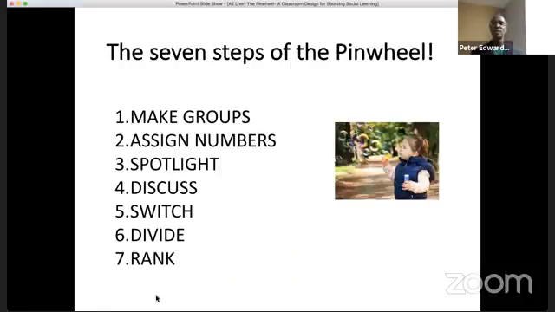Here are our 7 steps. We'll just run through the list quickly, and then we'll look at each of them individually. First, we'll learn how to make groups. Then we're going to assign numbers to the individual students in the groups. We'll talk about how we spotlight each individual student in a group. We'll talk about more free discussion that happens. And then we'll talk about how to switch groups. And that's the real key for the pinwheel, is moving the groups.